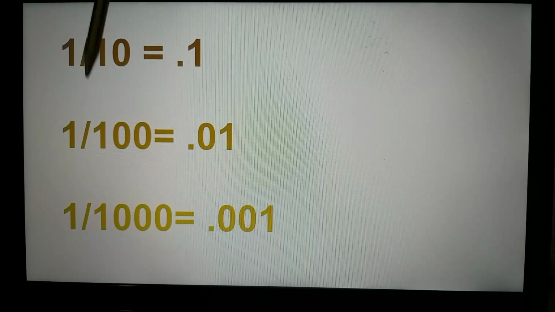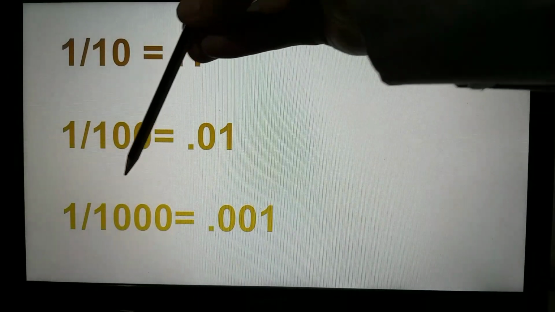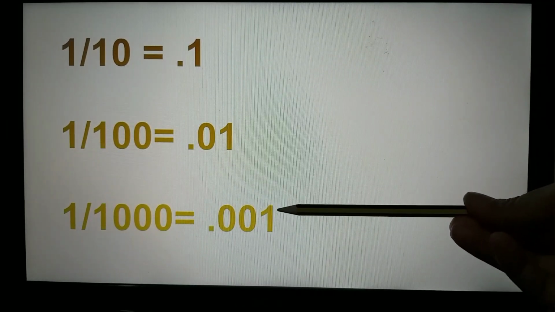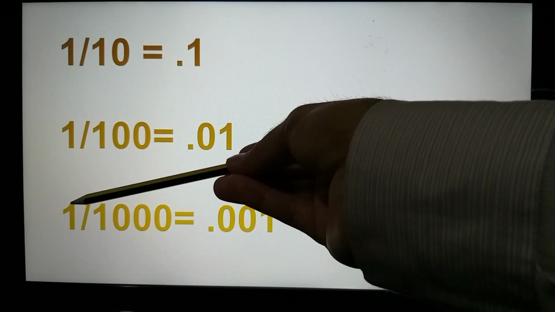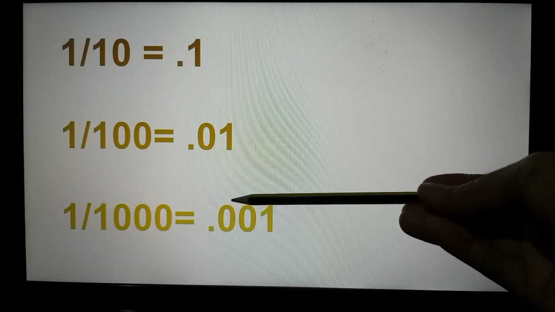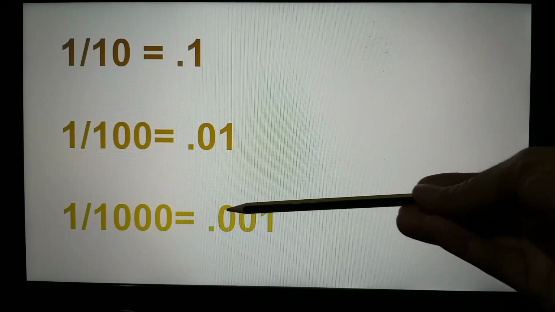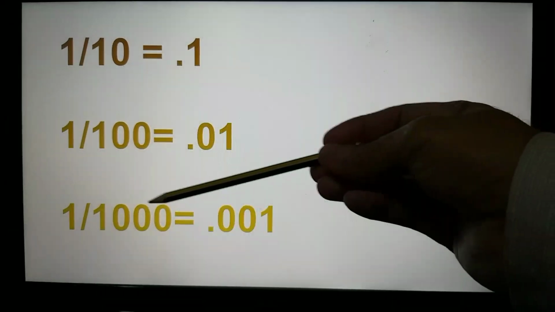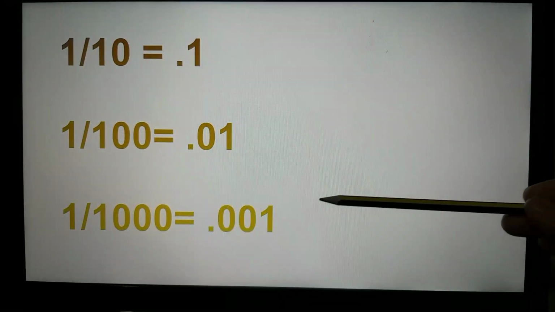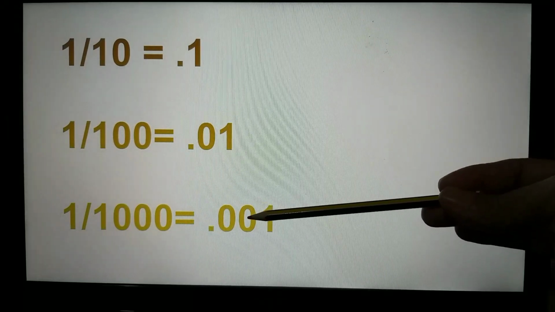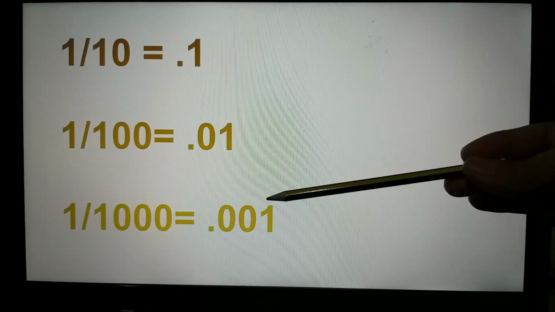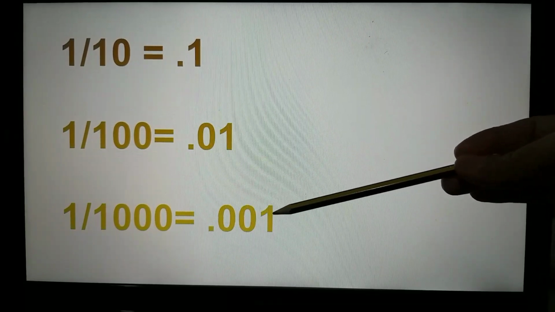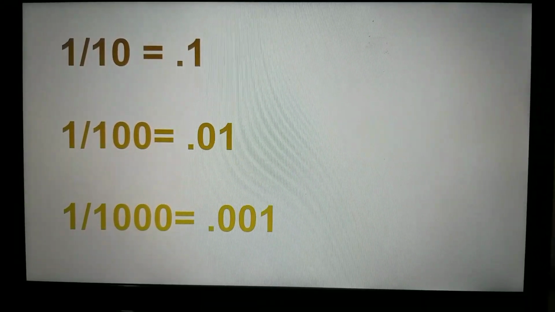Take another example. You see in this one, 1 divided by 1000. Now there are three zeros in the denominator, so what we did, there was only one digit in the numerator, we put two zeros and put a decimal after that to eliminate the denominator. So there were three zeros in the denominator, we put the decimal after three digits from right to left. So 1, 2 and 3 and then decimal.